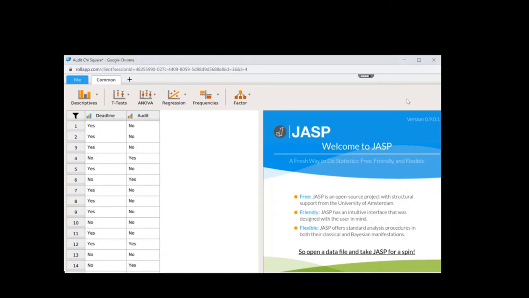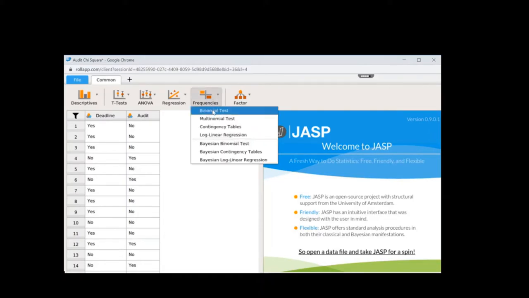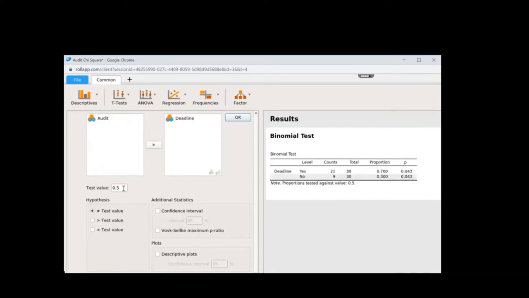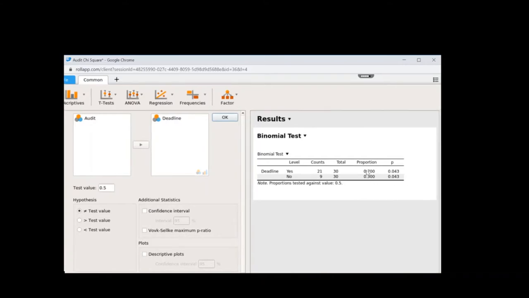So I open up the data set, and actually I want to change both of these to nominal because yes, no responses are nominal, not ordinal. So let's go ahead and answer our test of independence and goodness of fit questions. Again, we'll click on frequencies and we're going to click on binomial test. The first question was about whether people turn in their taxes on time. So I'm going to put in deadline, and I'm going to make sure this stays 50-50 because the answers are yes, no. Here are our answers. We can see 70% of people turned their taxes in on time and 30% of people did not turn their taxes in on time. Clearly 70% is significantly different than 50% because our p-value is less than 0.05.